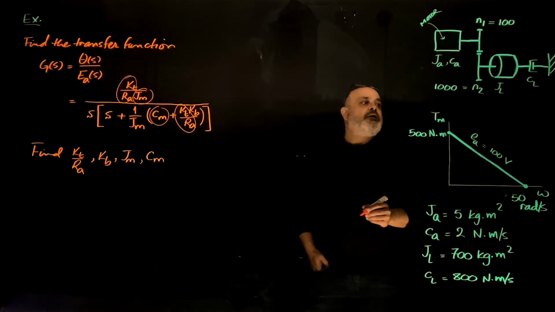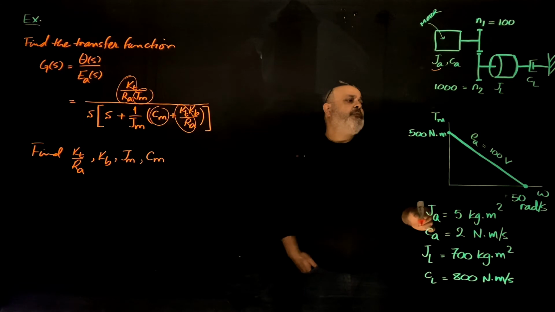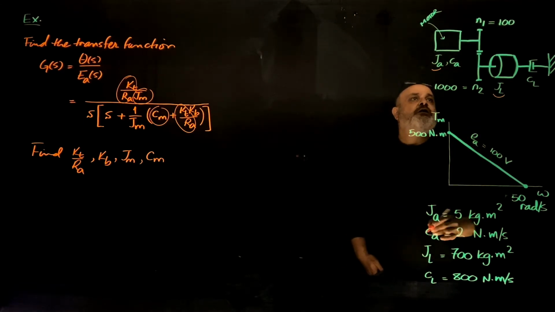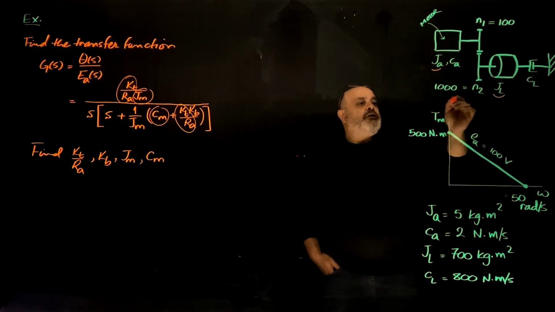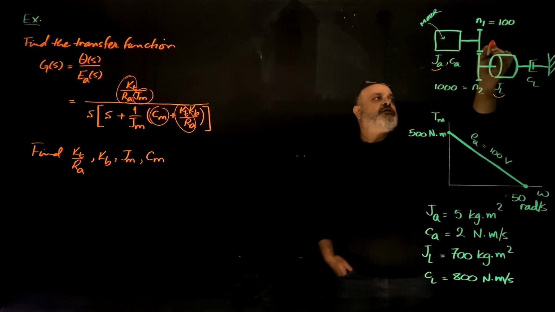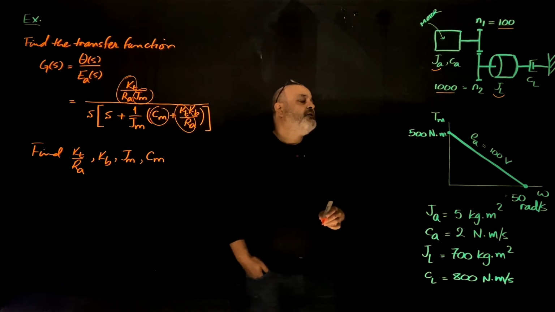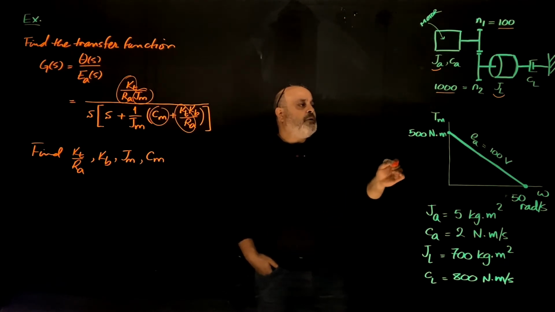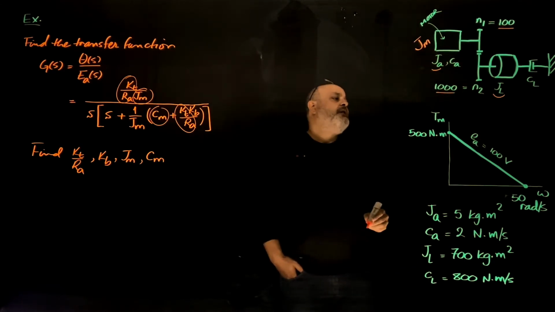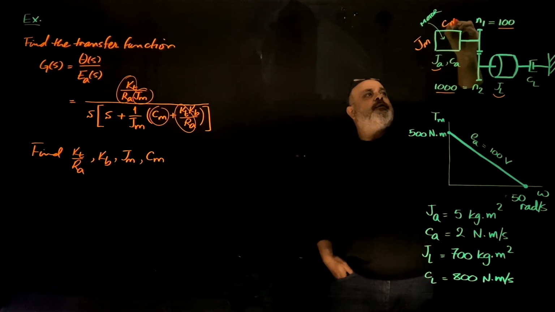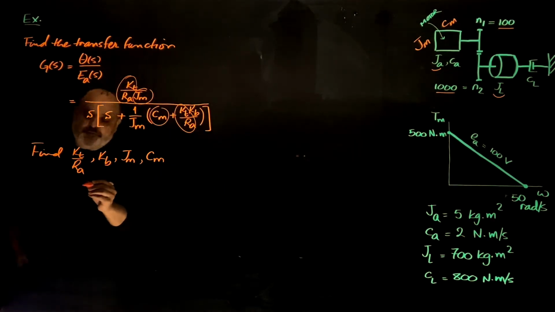Okay, now I have the mass moment of inertia of the armature, and there's a mass moment of inertia here of the load. I have a gear connection here between the load and the motor. The number of teeth on these gears are 100 and 1000, so a gear ratio of 1 to 10. And so I'm gonna lump all the mass moment of inertia here. I'm gonna find Jm here, and I'm gonna find Cm at the motor.